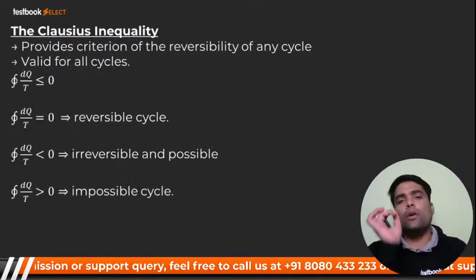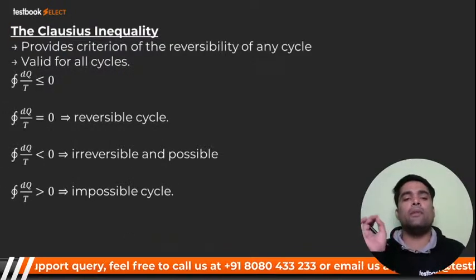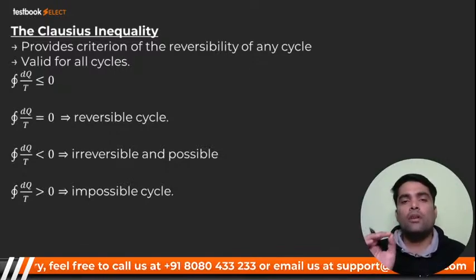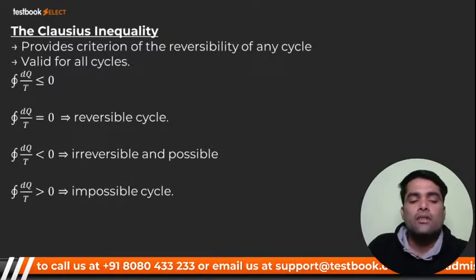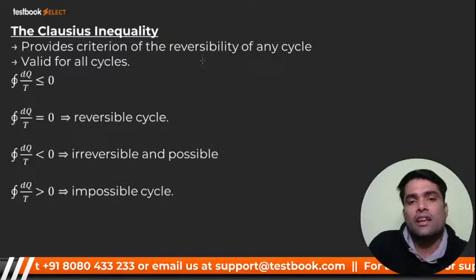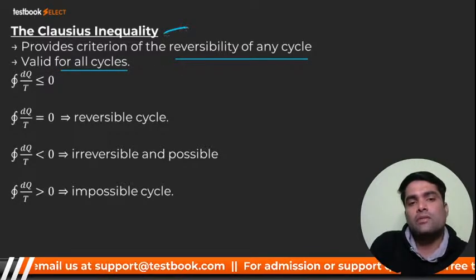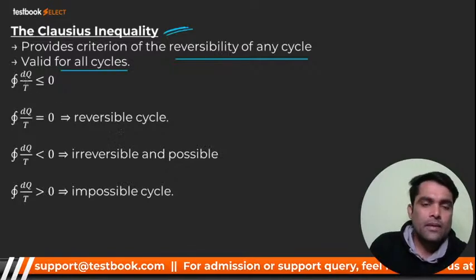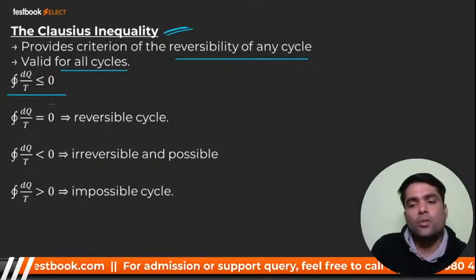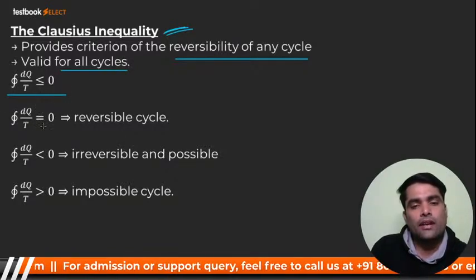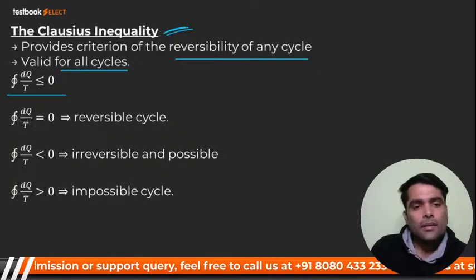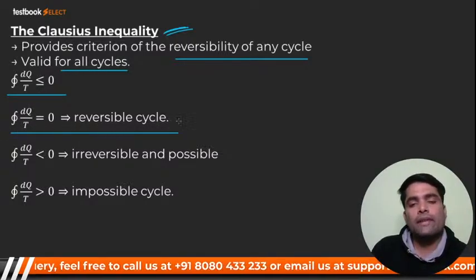So before directly going to entropy, we'll discuss the Clausius inequality. So my dear, Clausius inequality, what criteria for reversibility of any cycle? Valid for all cycles. Clausius inequality is valid for all cycles. Okay bacha. So my dear, see, the cyclic integral of dq by T is less than or equal to 0, right? Keep this in mind. But equality will be for a reversible cycle.